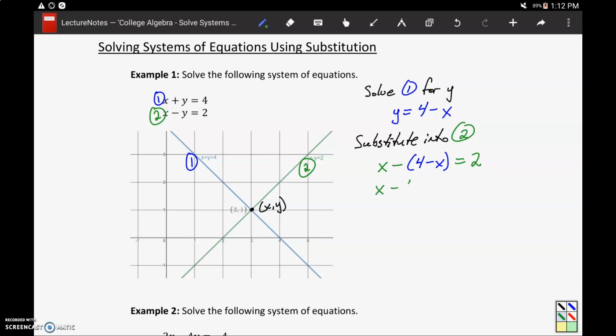So this will become x minus 4. Since that negative will distribute through, this will become plus x is equal to 2. We can combine our like terms and add 4 to the other side to give us 2x equals 6, or x is equal to 3. Once we solve for our first variable, then we can substitute into either of the original two equations.